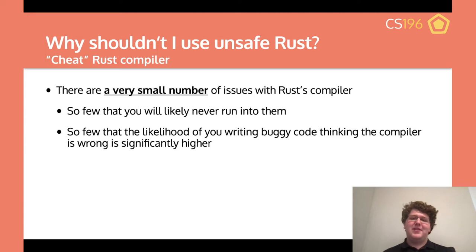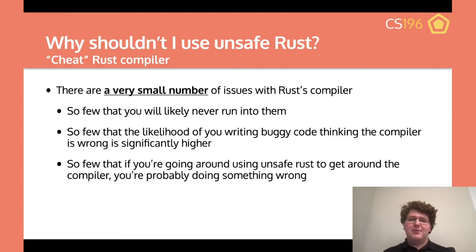So, yeah, the likelihood of you writing buggy code thinking the compiler is wrong is going to be significantly higher than the chances of you actually running into one of these issues. And it's so few that if you're going around using unsafe Rust to get around it, you're probably doing something wrong. Most times, if you're running into an issue and you think you should use unsafe Rust, you can get away with not using unsafe Rust, and you'll usually be fine. And so don't do this, right? Don't try and think that you're smarter than the Rust compiler, right? The times that you are are very rare and few and far between.